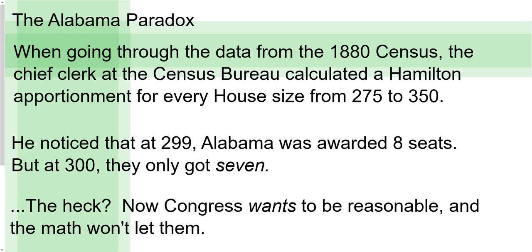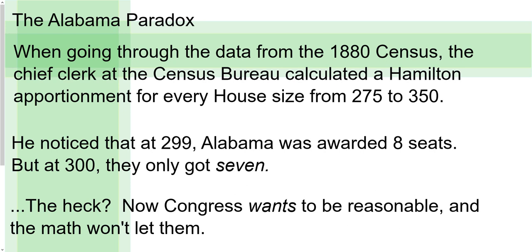chief clerk noticed something really strange. When he did the apportionment at 299, Alabama was awarded 8 seats. Great. He then did the apportionment at 300, but when he did that, Alabama only got 7 seats. Well, that's strange. The house size went up. How could it be that if you go up by one in the total house size to 300, you're adding a seat, why would Alabama have one taken away? And he redid this math and it was legit. This was the correct result.